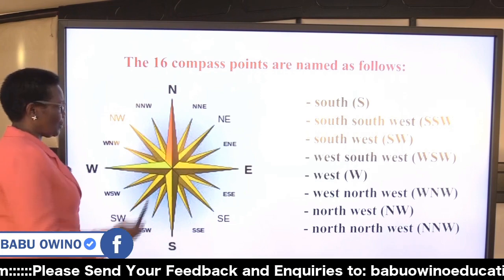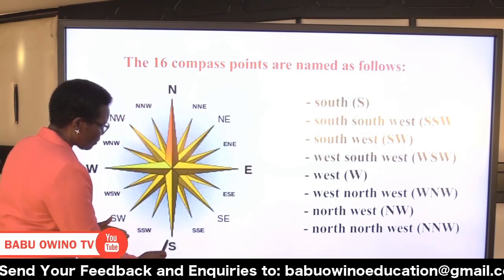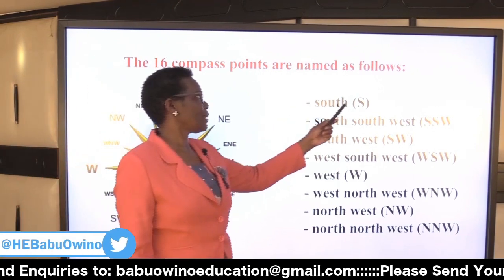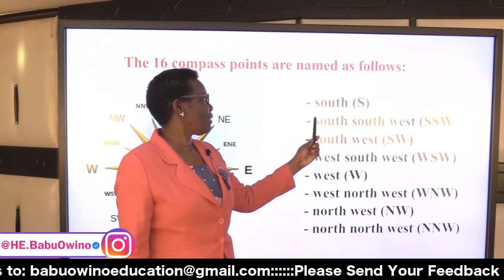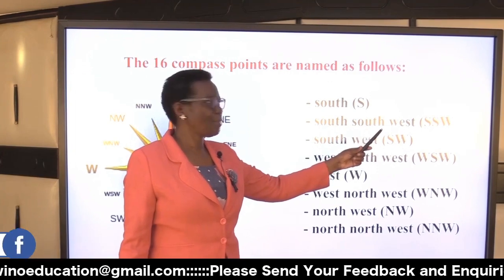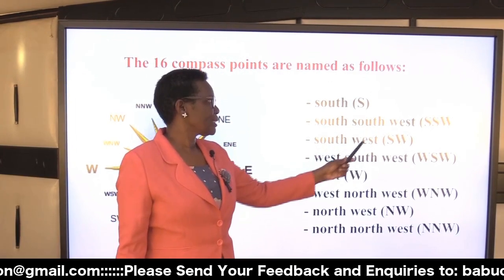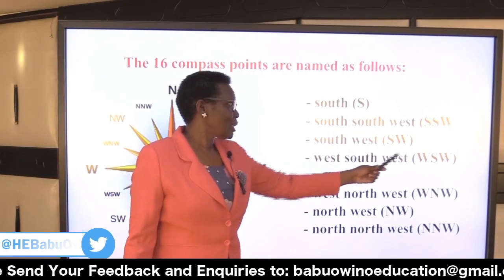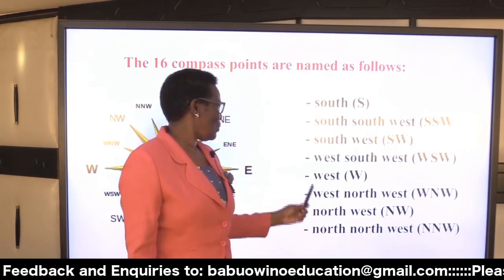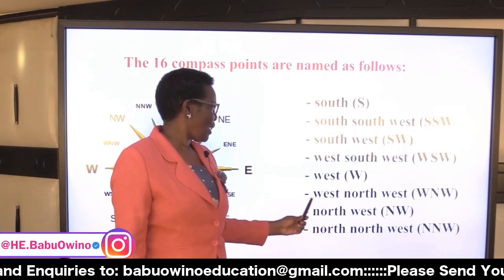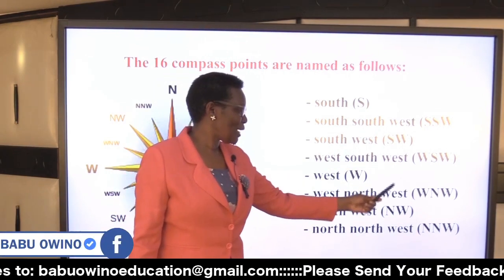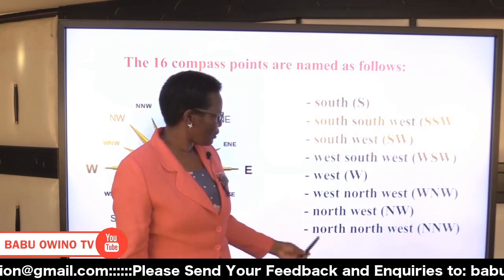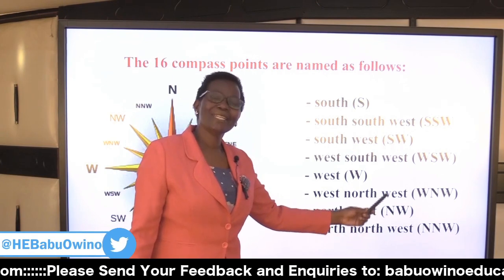So we still continue. That was halfway. Now we start from south again as we move. South, sometimes it is written as S. Then we have south southwest, S S W. Then we have southwest, or S W. Then we have west southwest, W S W. Then we have west, W. We have west northwest, W N W. Then we have northwest, N W. Then we have north northwest, N N W.